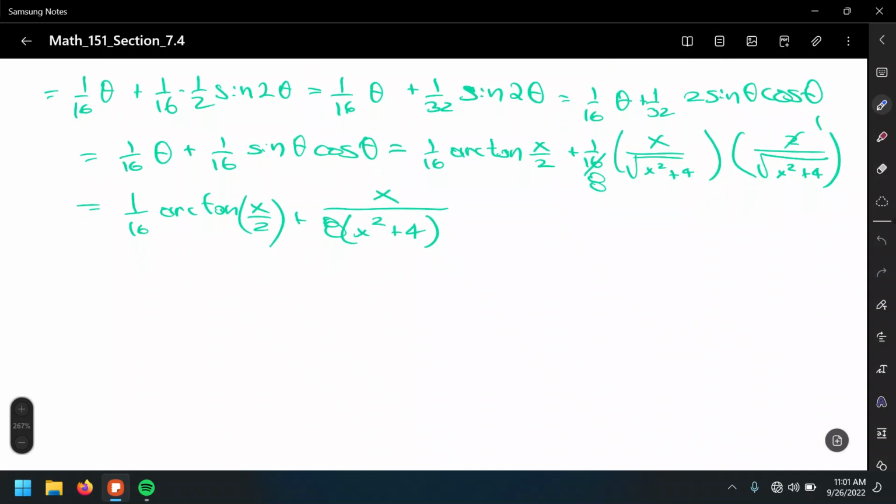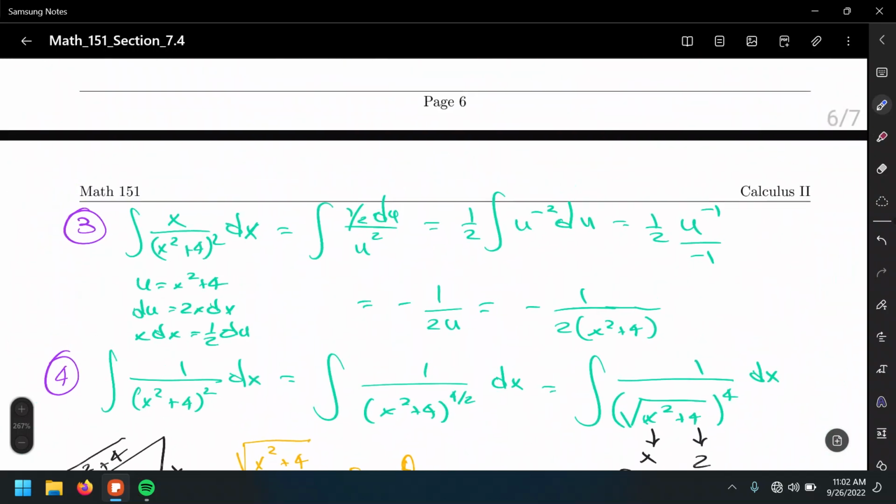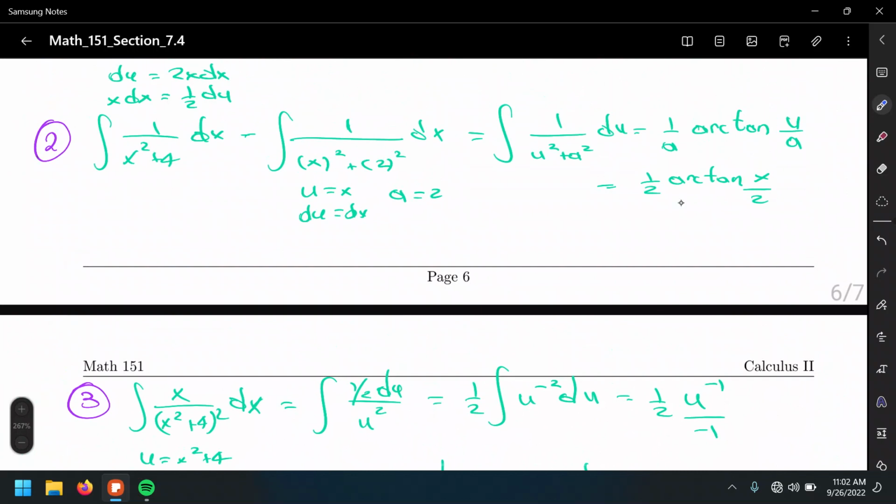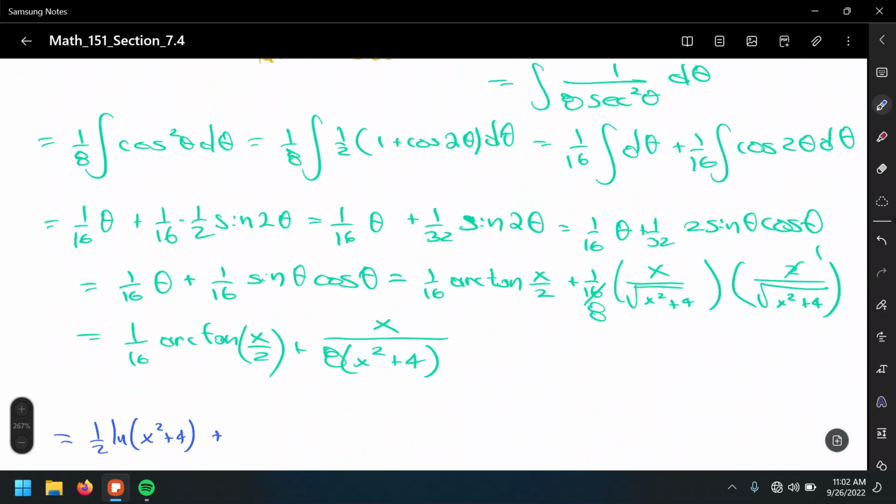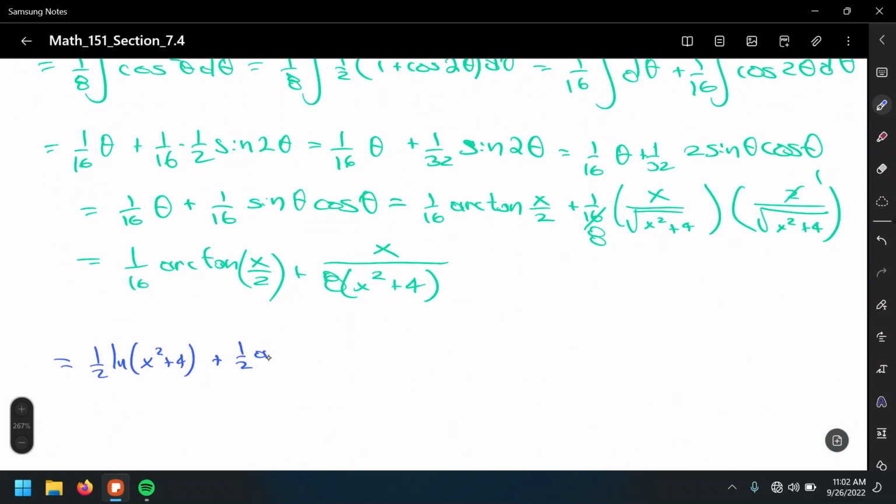So the result of the first integral, coming back to the original integral, is 1/2 ln of x squared plus 4. And in this case, no need for absolute value bars because x squared plus 4 is always positive. Plus the value of the second integral. So let me go back to the value of the second integral. The value is 1/2 arctan of x over 2. So let's put that together: plus 1/2 arctan of x over 2.